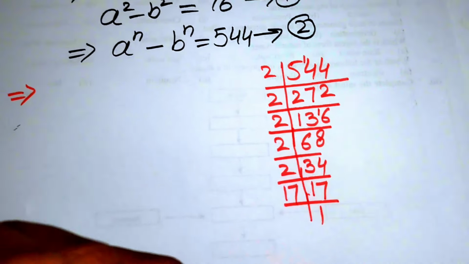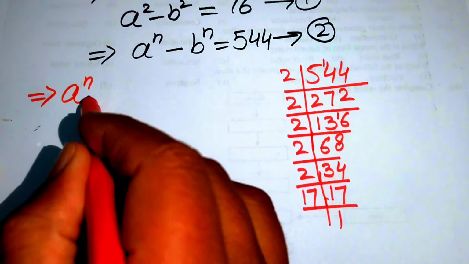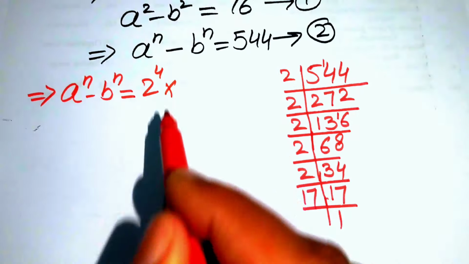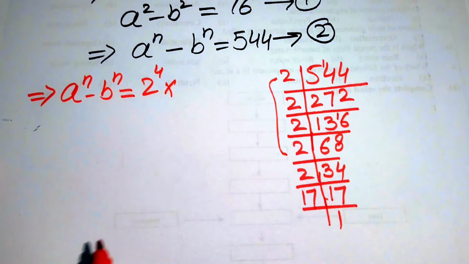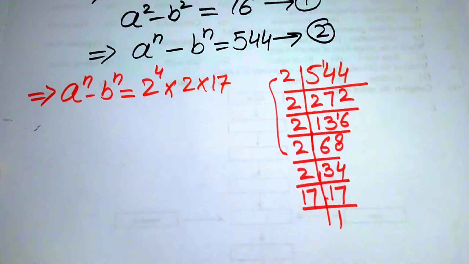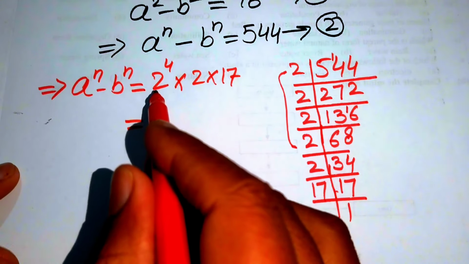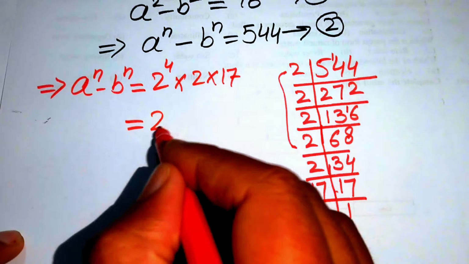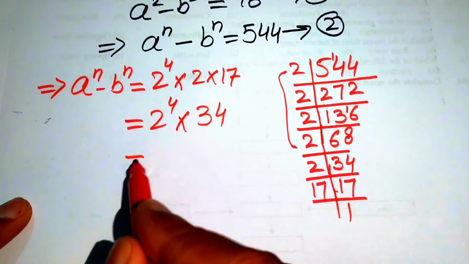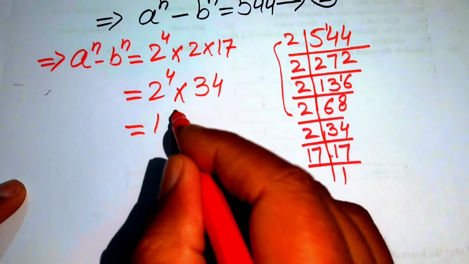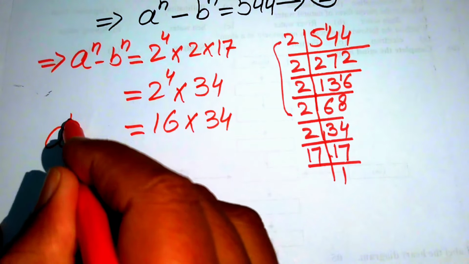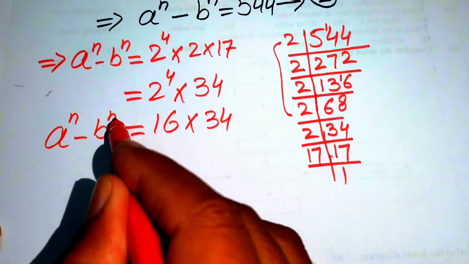So this equation becomes a to the power of n minus b to the power of n equals 2 to the power of 5 times 17. We combine these 4 2s and we get 2 times 17, so we write 2 to the power of 4 multiplied by 2 times 17, which equals 34. You know that 2 to the power of 4 is 16, and 16 times 34 equals 544. On the left hand side we have a to the power of n minus b to the power of n.